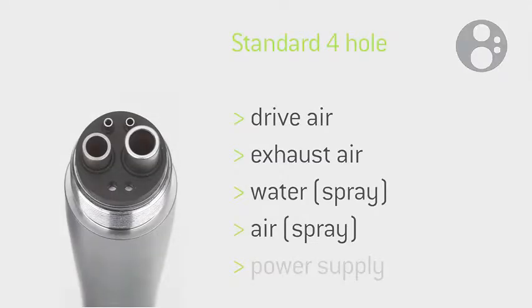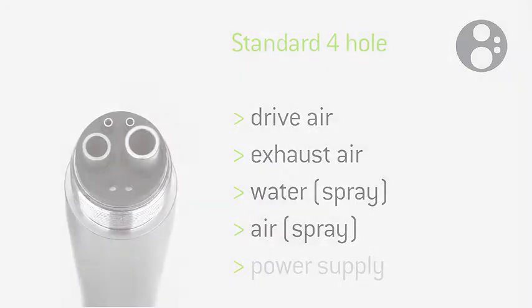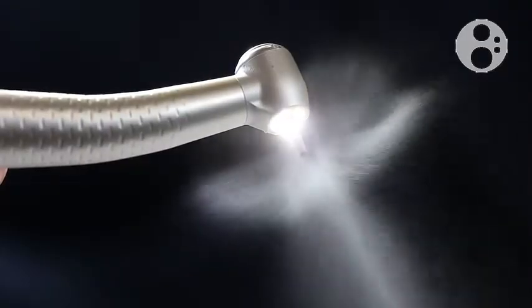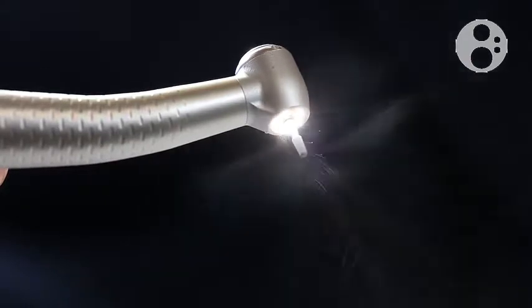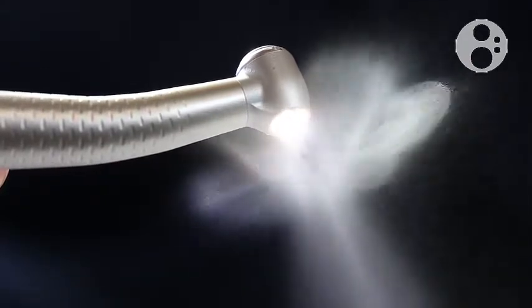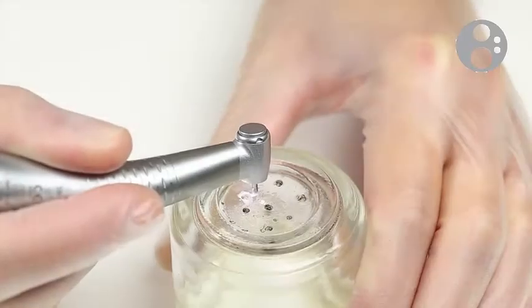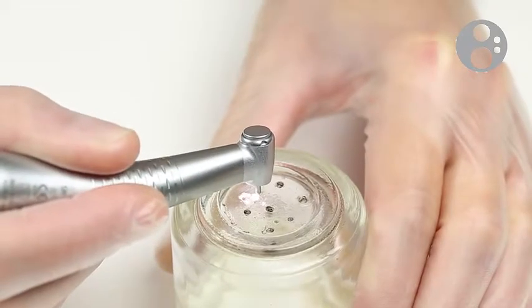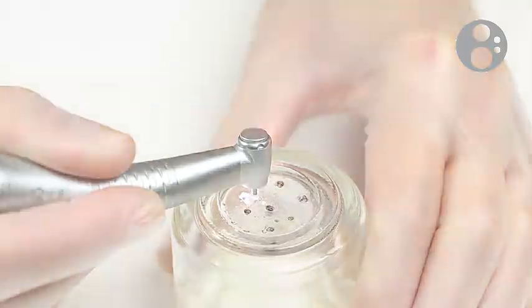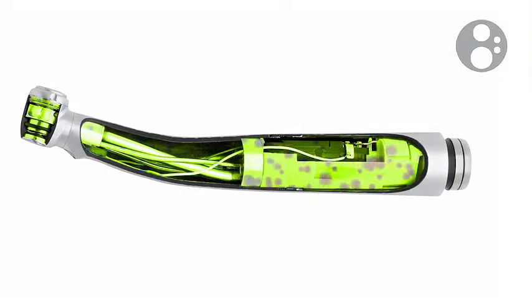The standard 4-hole connection has tubes for drive and exhaust air as well as separate spray connections. This means that the amount for the spray can be adjusted separately and set to the user's needs for both water and air. The complete pressure is available for the drive air, because air no longer has to be separated for cooling. The removal of the exhaust air means that no air output can be felt by the user of the turbine or air motor, and this air does not come into contact with the treatment site either.